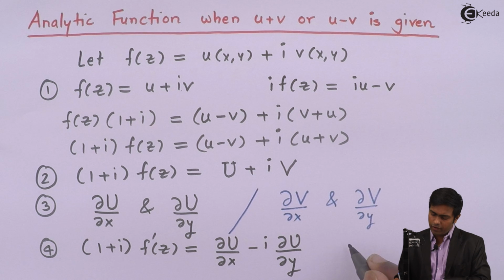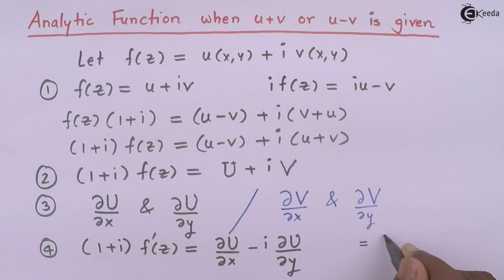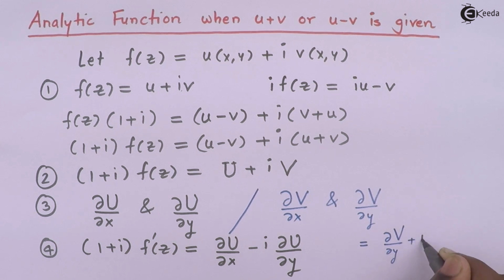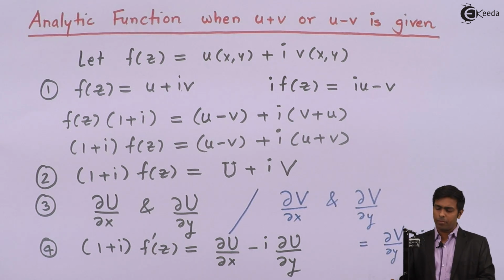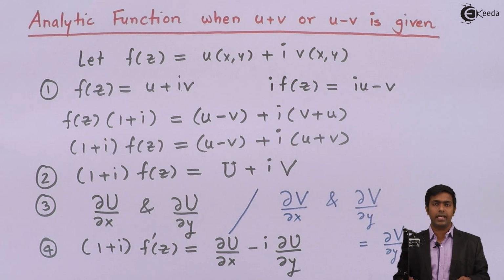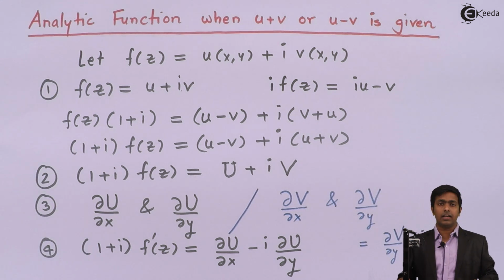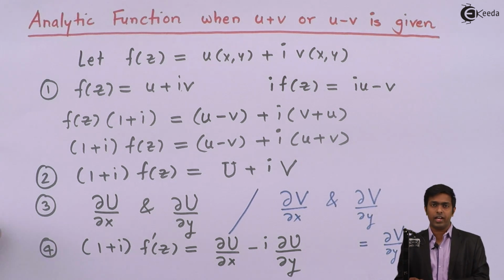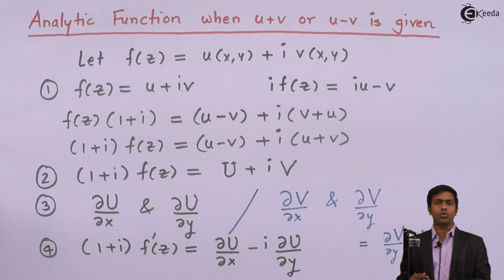Next we will change this formula of f'(z). So we also have one formula of f'(z), that is ∂v/∂y plus i ∂v/∂x. So by using this formula we are going to find out the value of f'(z), that is the derivative of this analytic function f(z). And once we get the value of f'(z), then the remaining two steps are same.